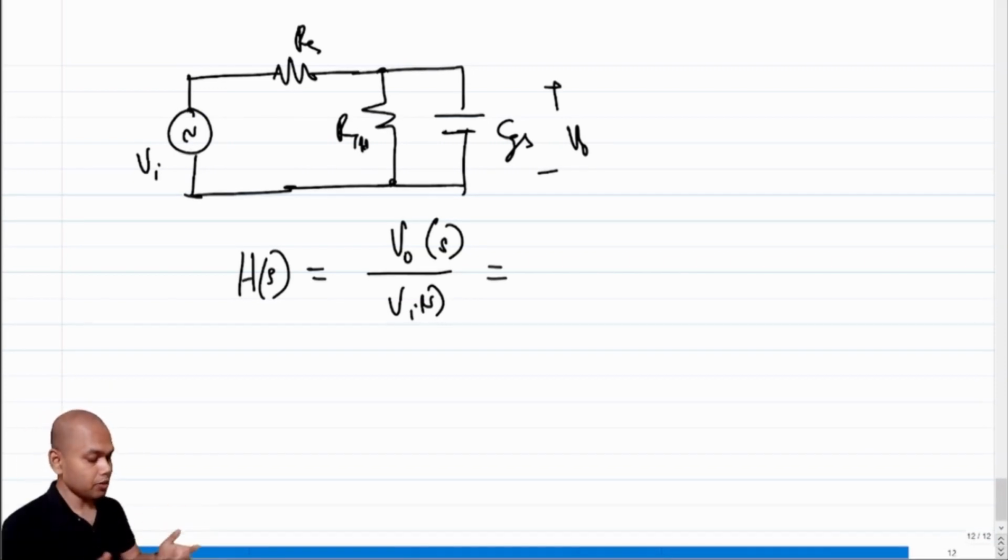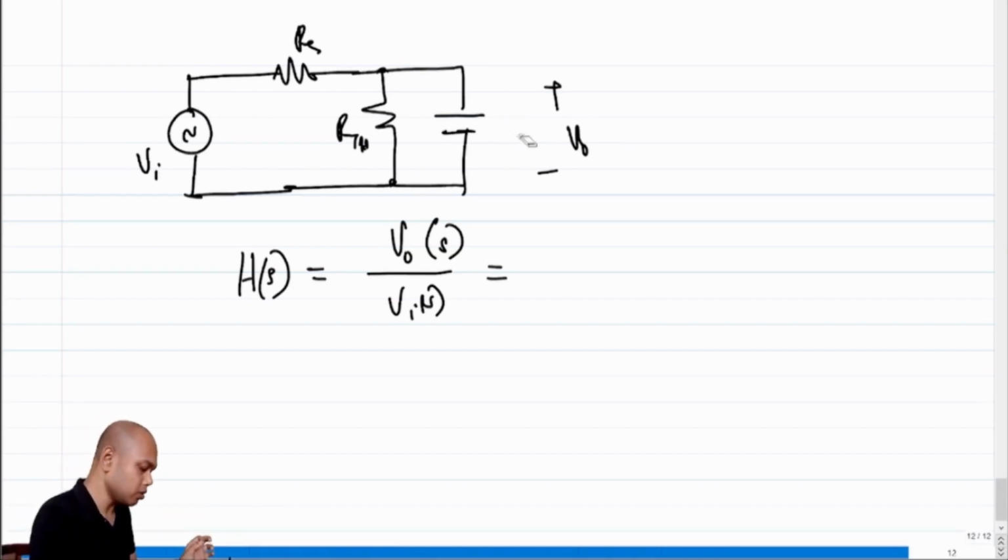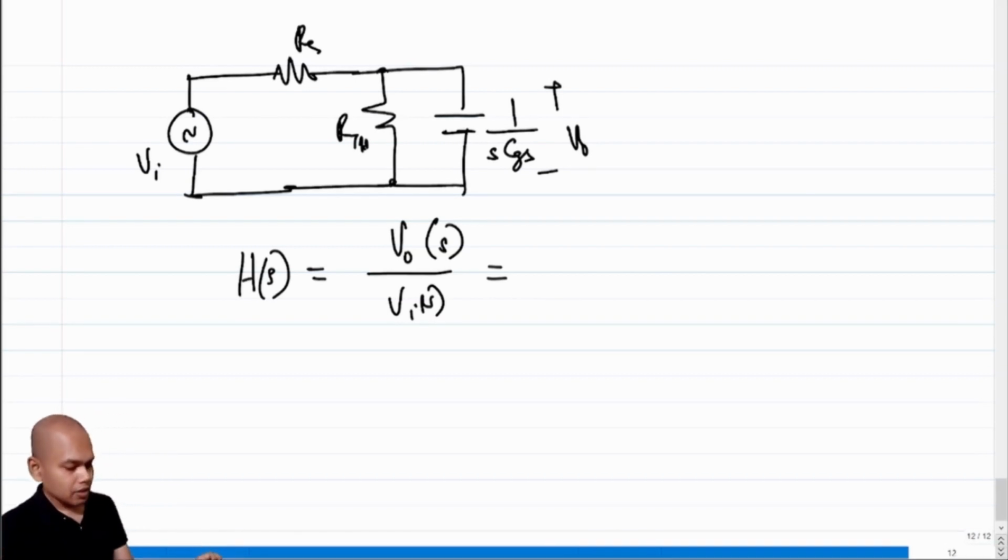One part is equivalent to the case where capacitance is 0, but also note that that is equivalent to the case when s equals 0, because where is the s term coming from? The s term comes from the capacitance whose impedance is 1 over sCGS. If s were 0, that is equivalent to the case of capacitance equal to 0. So essentially we can express this V0 over Vi term in this form.